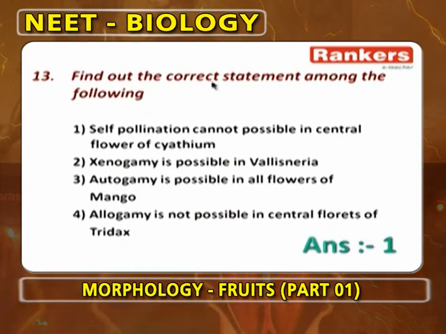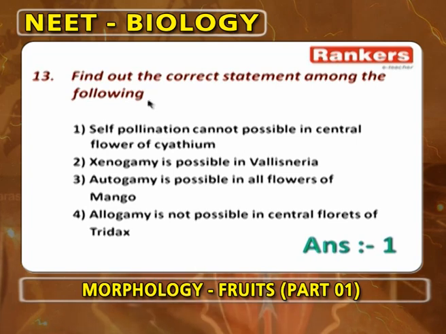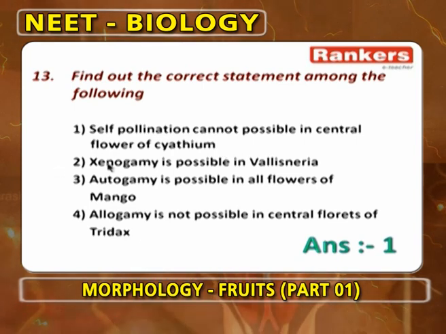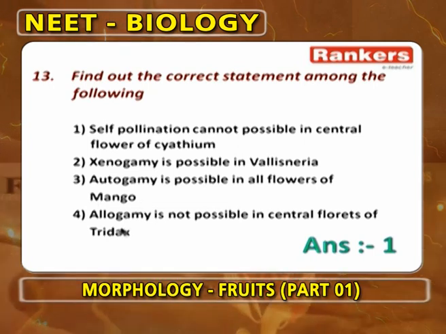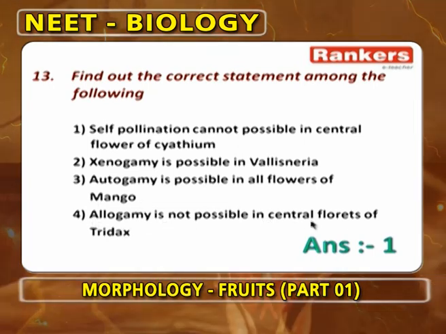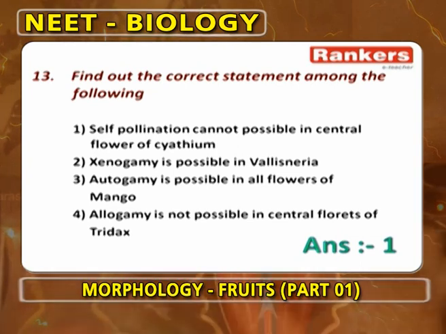Next, find out the correct statement among the following. Self-pollination cannot be possible in central flower of Cyathium. Xenogamy is possible in Vallisneria. Autogamy is possible in all the flowers of mango. Allogamy is not possible in central florets of Dryadx. So here, the first statement is the correct statement.